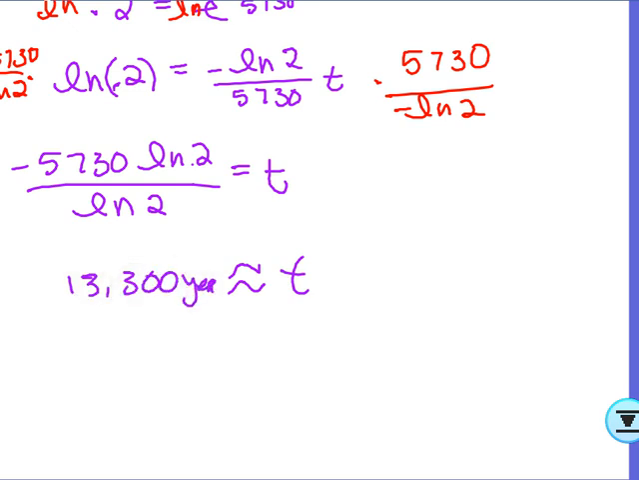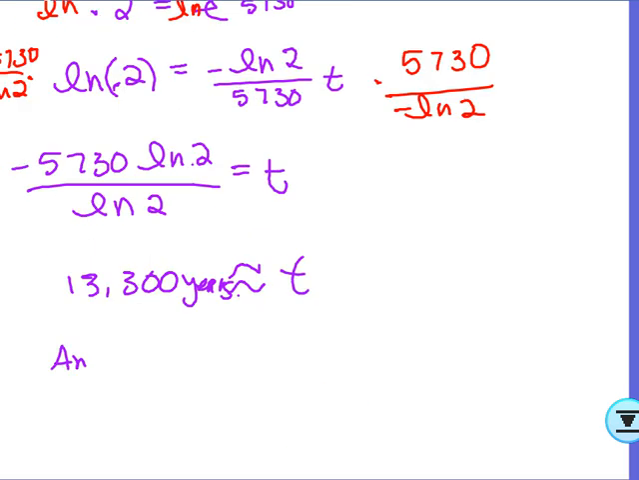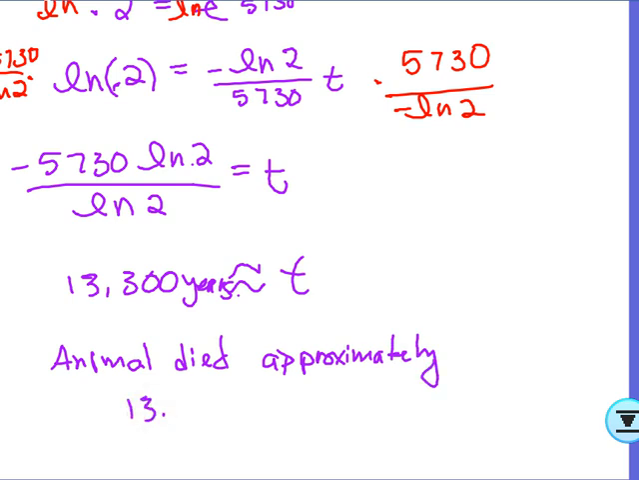13,300 years. So what that tells me, because there was 20% carbon left, this animal died. Forget what the animal was already. Oh, it just said the skull. All right, so an animal, it died approximately 13,300 years ago. Okay? All right.